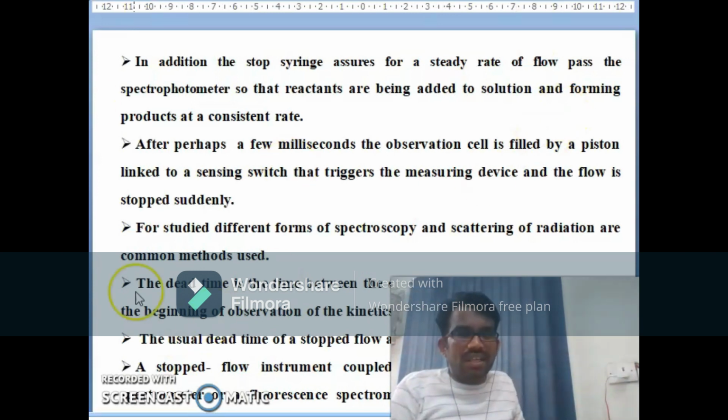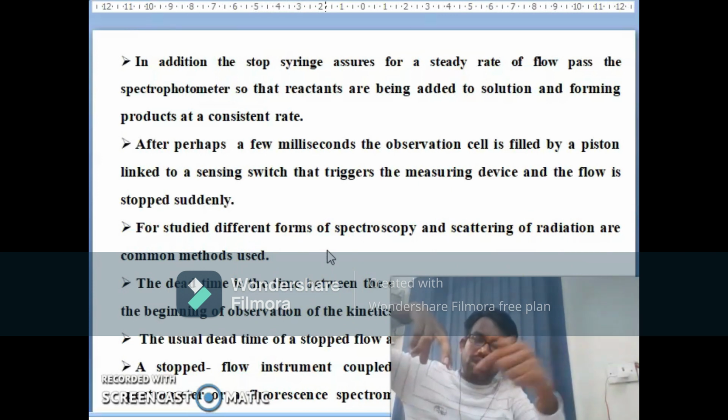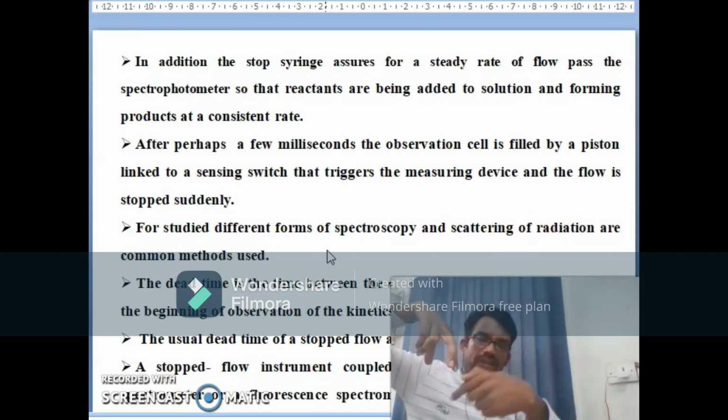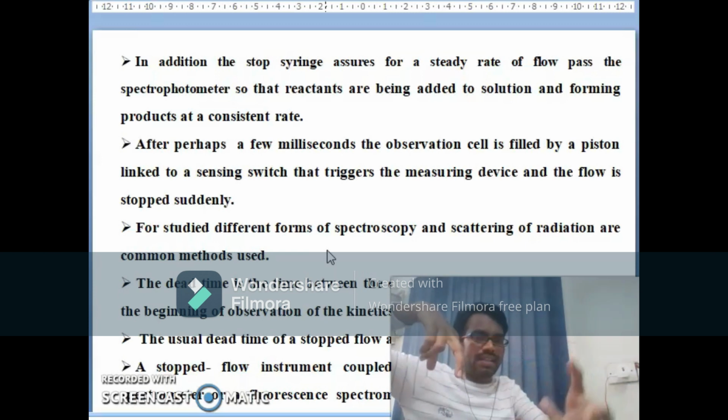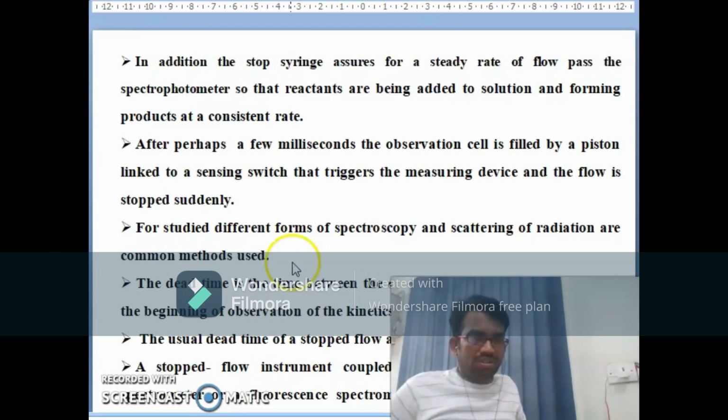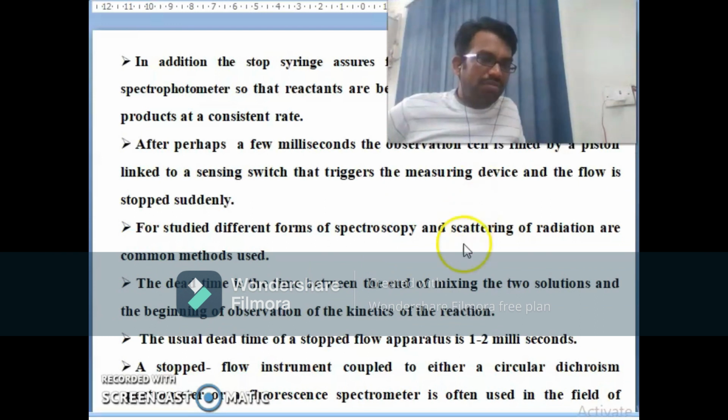For the study, different from spectroscopy, scattering and radiation are common methods used for detection from the observation cell. They connect to spectroscopy techniques like scattering, fluorescence, UV and FTIR. You can see here the dead time, the time between the end of the mixing of the two solutions and the beginning of the observation of the kinetics of the reaction. Usually the dead time of a stopped-flow operator is 1 to 2 milliseconds.